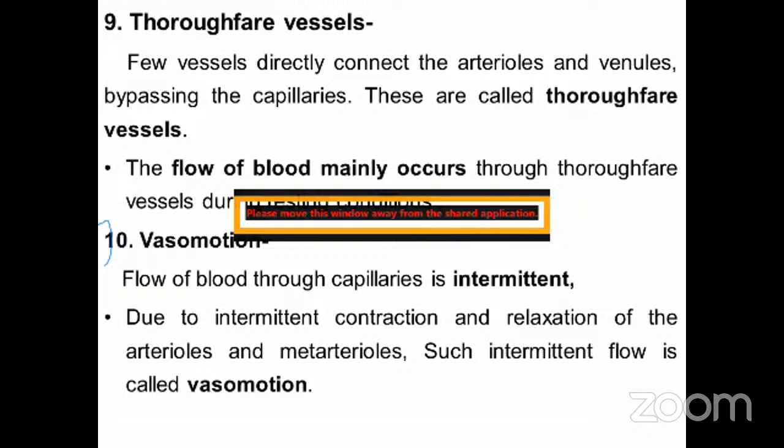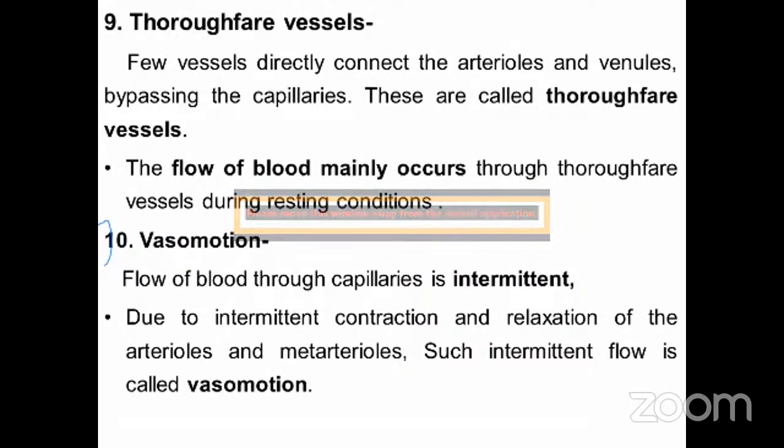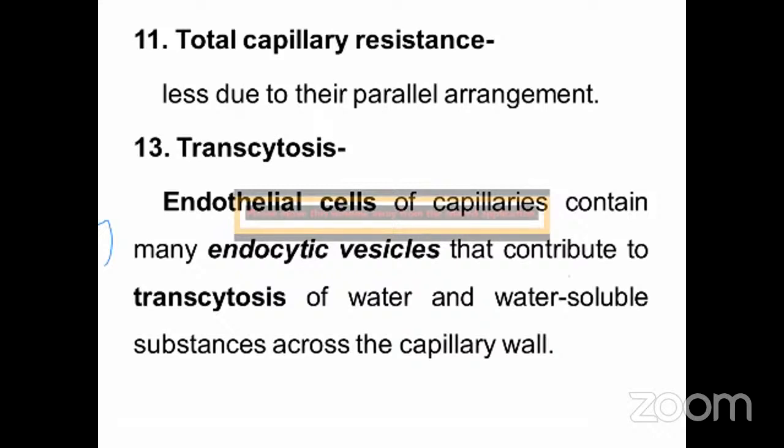Vasomotion: the blood flow through these capillaries is by vasomotion, due to intermittent contraction and relaxation of the arterioles and the meta-arterioles. This flow is called vasomotion flow. Resistance is less in the capillaries because of the parallel arrangement of the capillaries.